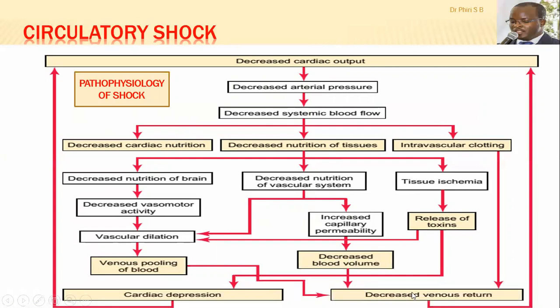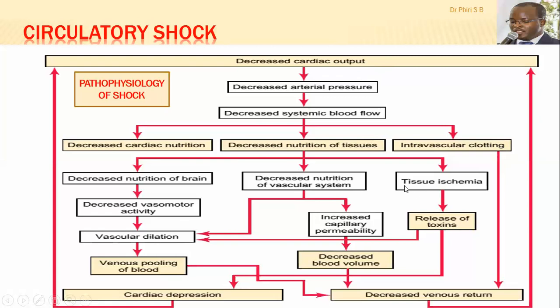Then you have decreased venous return. At the same time, this will result into a decrease in cardiac output because the venous return is decreasing. At the same time, you have decreased nutrition of the brain, and then decreased vasomotor activity, the vascular dilation, because you don't have the sympathetic stimulation as a result of decreased vasomotor activity. The venous pooling of blood will take place. So there will be more blood accumulating within the venous side of the circulatory system. That will result into decreased venous return. Then the cardiac output will decrease more.